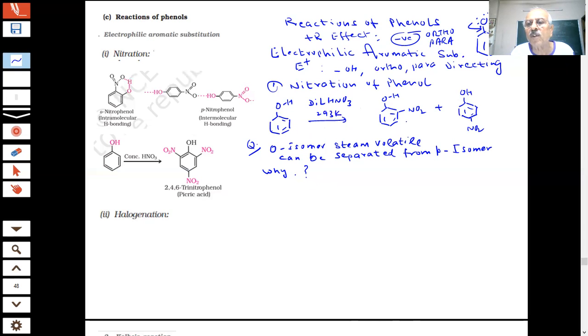We are getting ortho and para nitrophenols. If I use a strong reagent, then three nitro groups will be attached because this OH group is a strong activating group, ortho para. Now what is happening? Nitration is being done with dilute nitric acid. Simply there are mononitro products, ortho and para. You can see what is the story here, student, what we want to tell you.